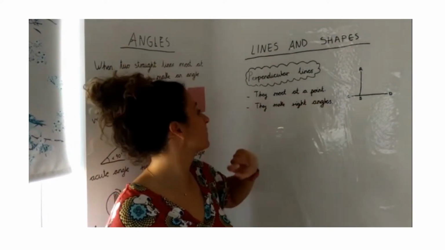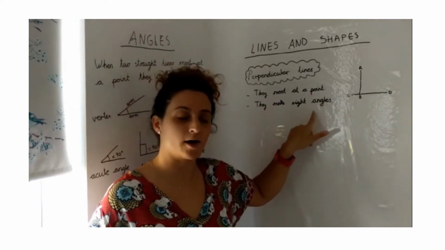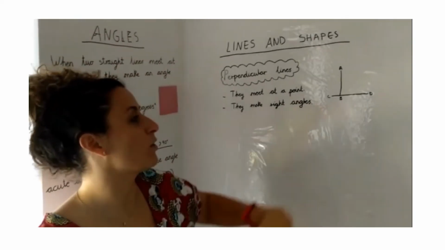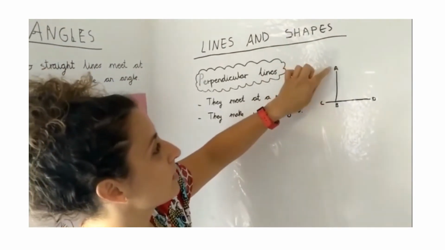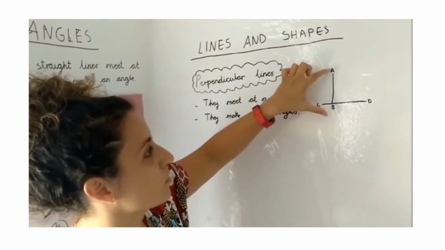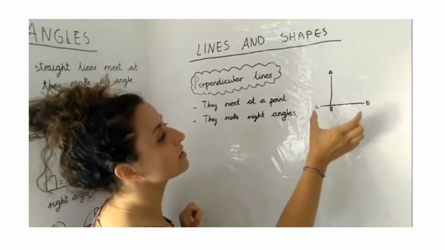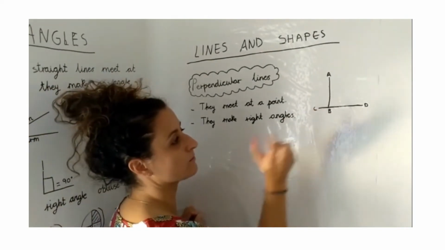They meet at a point and they make a right angle. So we saw that we could name the lines with the letters of the alphabet. So I go here, this line, I'm going to call line AB, and here I go, line CD.